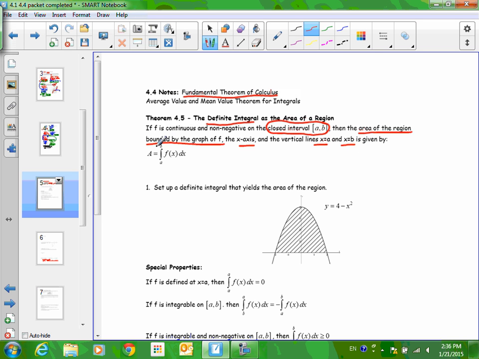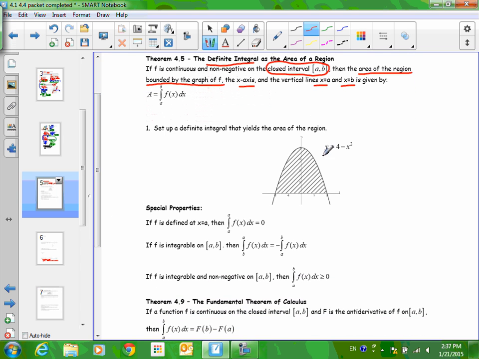In general, A here is for area, and we have bounds a and b, where a is the smaller number, b is the bigger number. We're going to integrate that function, and later on I'm going to show you how to actually plug in those numbers. For this first one, it says set up a definite integral that yields the area of the region. First of all, we write our integration symbol. Then we have to decide the bounds.